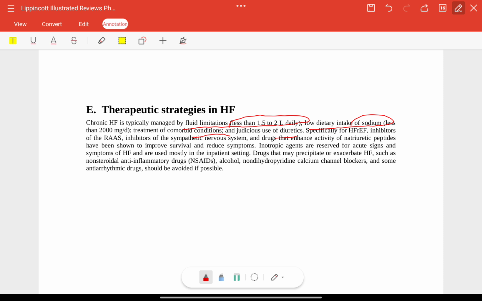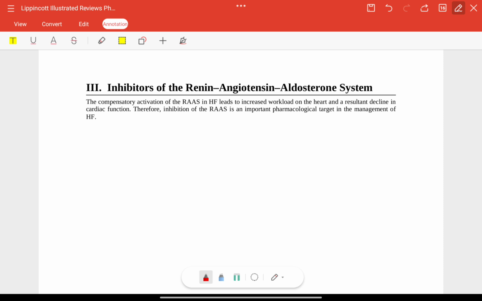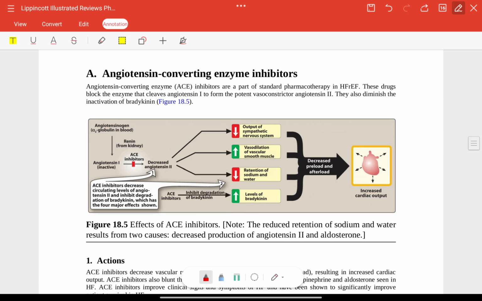Now, drugs that can precipitate or exacerbate heart failure, such as NSAIDs, alcohol, non-dihydropyridine calcium channel blockers, and some antiarrhythmics, should be avoided if possible. Inhibitors of the renin angiotensin aldosterone system.